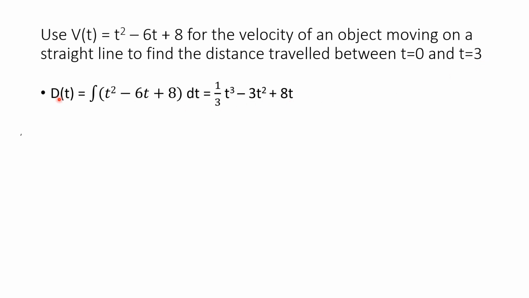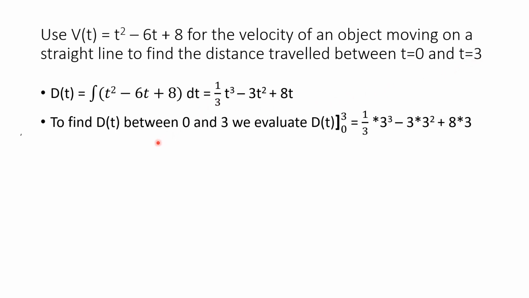We can do that by just taking the distance. The distance is the integration of the velocity. So integration of the velocity is going to be integration of t squared minus 6t plus 8 dt. And that equals, term by term, 1 over 3 t cubed minus 3t squared plus 8t. Of course we don't want to add a constant because we have the limits of the integration, 0 and 3.